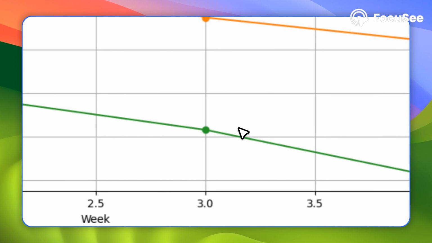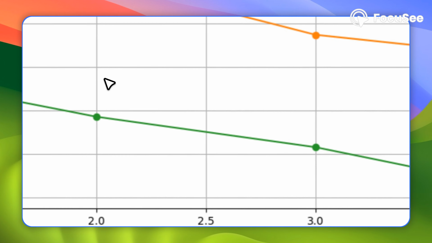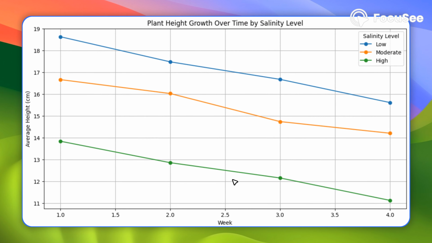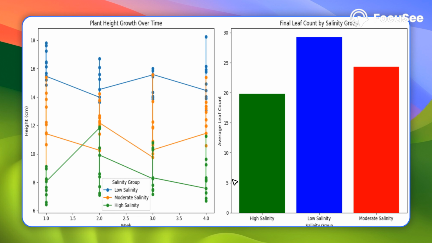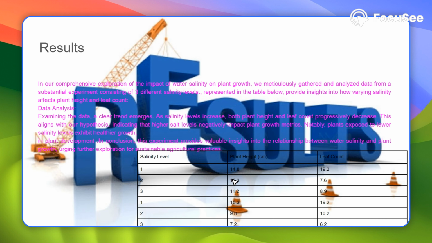Next was the graph Python created when I inputted the data that I jotted down in a logbook. And this is the other graph it gave. Results. So my results, after analyzing the data from the experiment consisting of 3 different salinity levels, were presented in the table below, or the table I'll show at the end of the video.